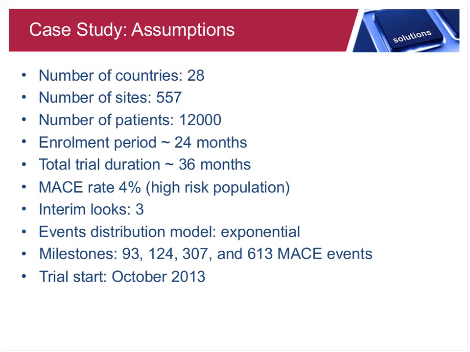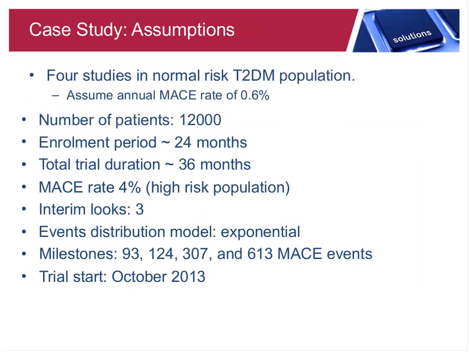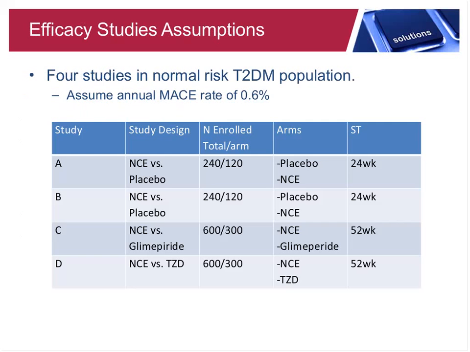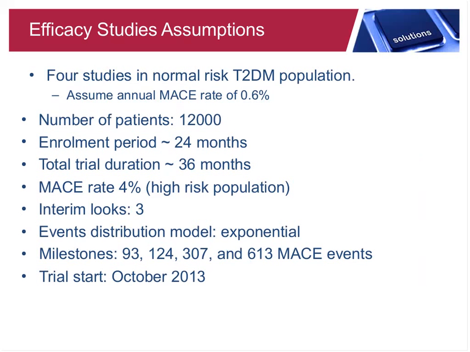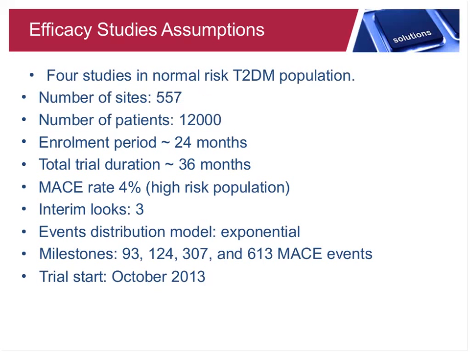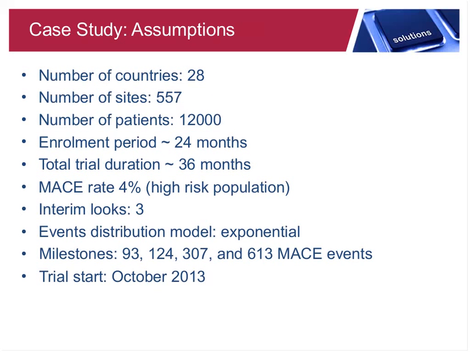These are our case study assumptions for the outcomes trial, and we also just drafted some kind of plan for efficacy studies so that we can simulate accrual of the rates from these trials. I don't know, Paul, if you would like to say anything about the rates that have been assumed of 4% and 0.6%, respectively, for these two types of trials?